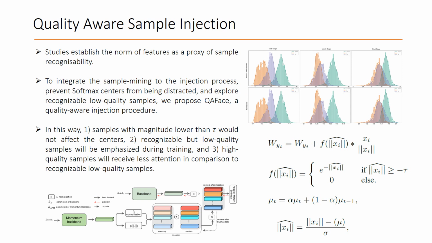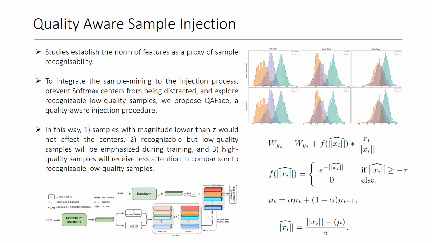Studies have shown that the norm of features represents the sample quality. QAFace takes advantage of this property to integrate the sample mining into the injection process. The goal is to explore underrepresented recognizable low-quality samples. To this end, instead of using a fixed hyperparameter during the injection, we use an adaptive function, f, to weight the sample's representation during the injection.